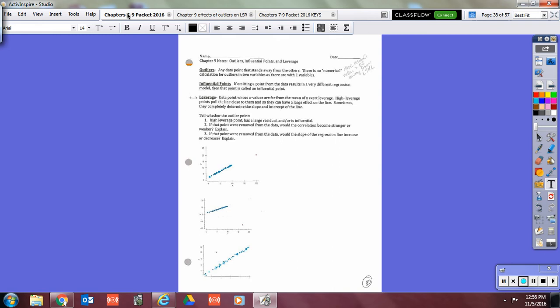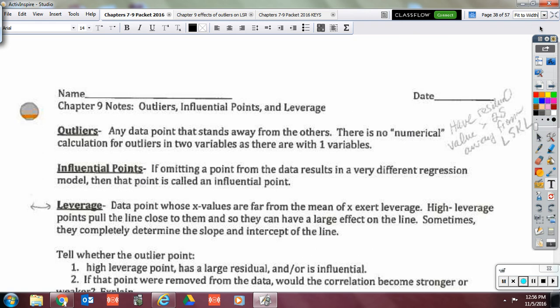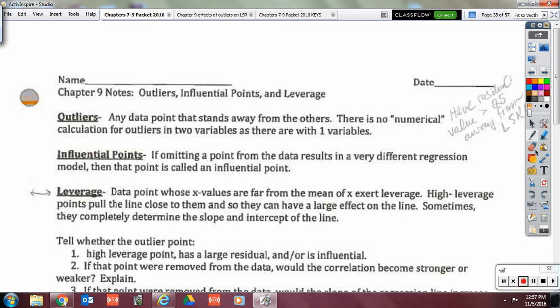All right, so here what we're going to do is talk about what these unusual points do to the equation of the line. That's what we want to understand. There are a couple of vocabulary words for what we call those types of points based on where they are located and what they are doing. So first of all, a value is considered an outlier if it stands away from the other data, and really and truly it is an outlier in the y direction.